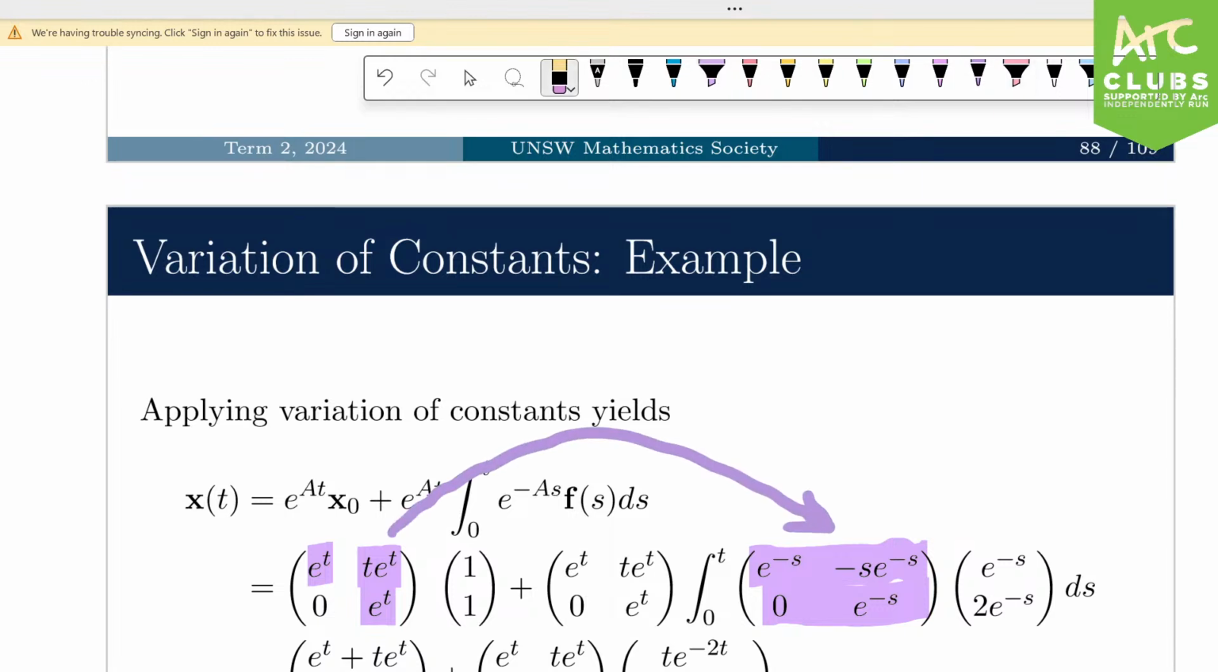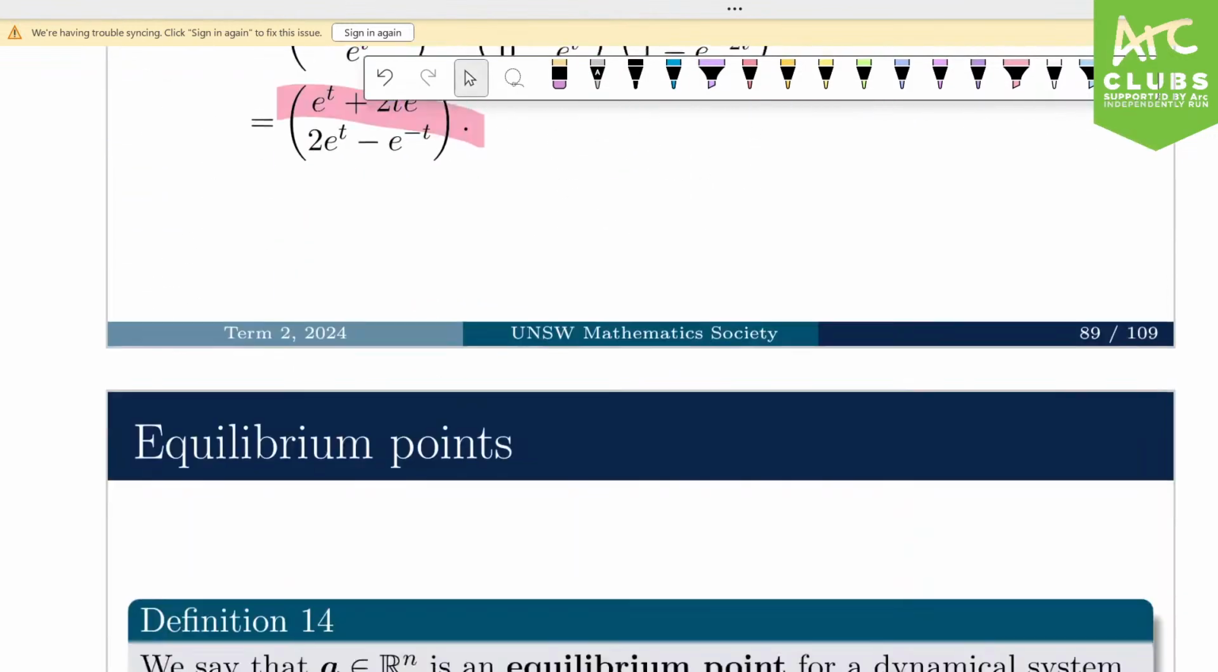And yeah, you just compute all this big matrix multiplication, you go through, and Bob's your uncle, you get the answer. There we go. So that's variation of constants. It's just a lot of algebra, but it's nothing too crazy. If you remember the solution, which is this formula here, you're pretty much set. It's just going to be a lot of matrix multiplication.